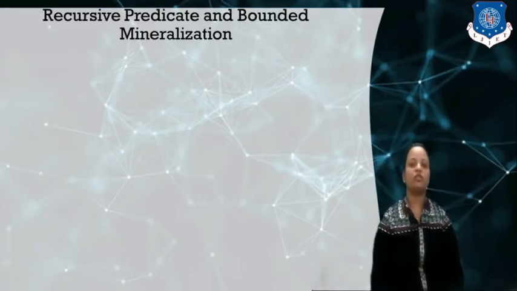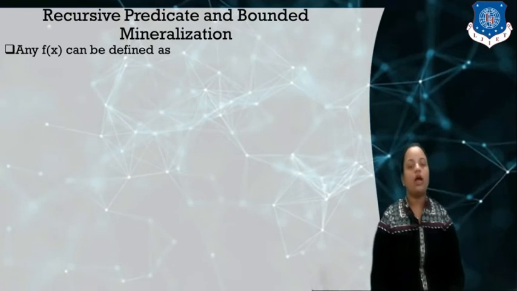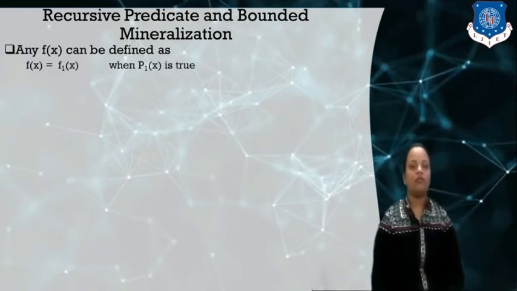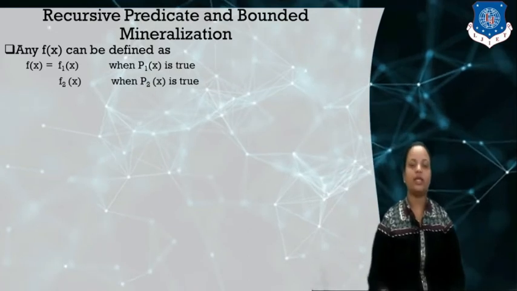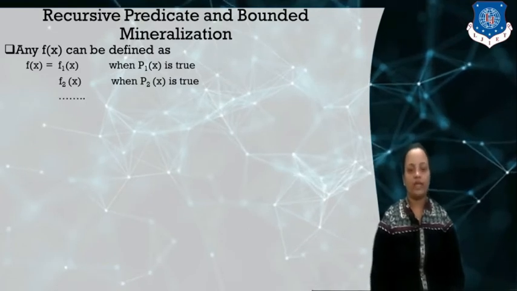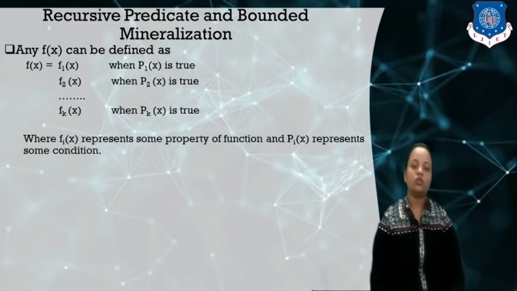First we have to discuss recursive predicates and bounded minimization. Now, any function we can define f(x) like this: f(x) is equal to f1(x) where p1(x) is true. The second function we can define like f2(x) where p2(x) is true. Likewise, we define fk(x) where pk(x) is true. So here what is f?